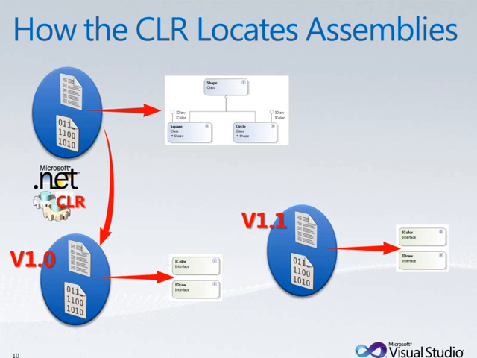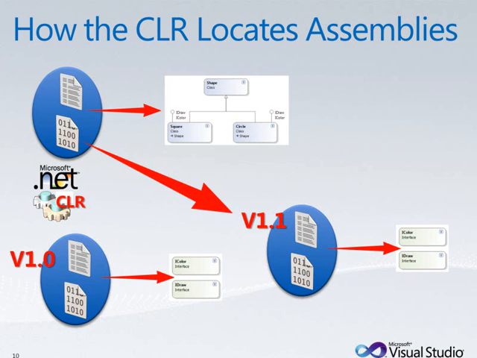The CLR implements assembly versioning. When you compile a set of classes into an assembly, you can provide version information which is stored as part of the metadata for the assembly. When you reference another assembly in an application, you can specify which version of the assembly to use, and the CLR will locate and load the correct version at runtime. This versioning mechanism enables you to deploy several versions of the same assembly on the same computer for use by different applications without causing any version conflicts.